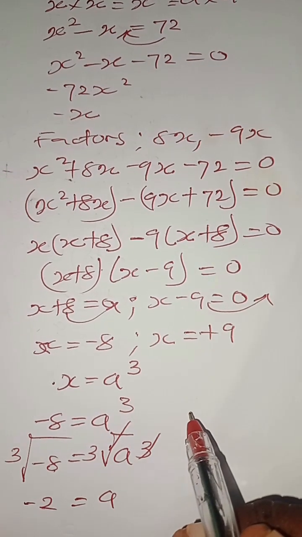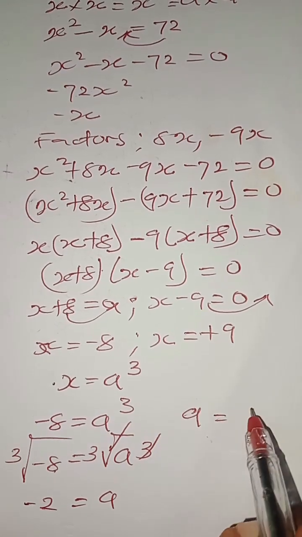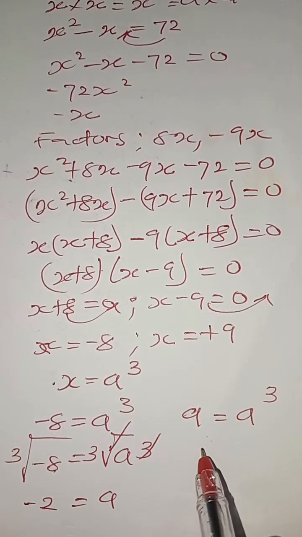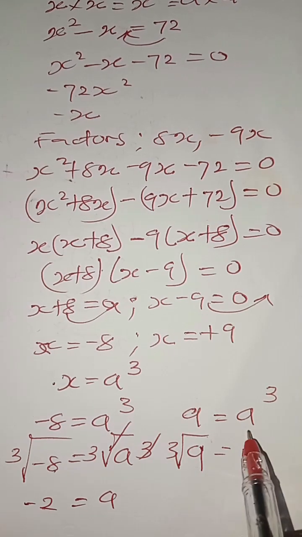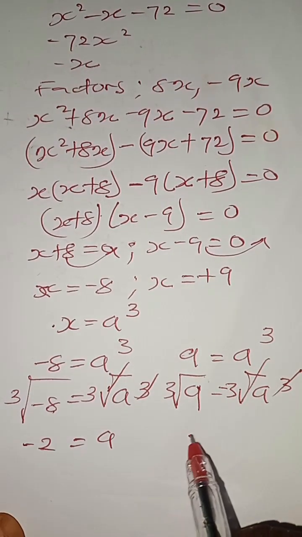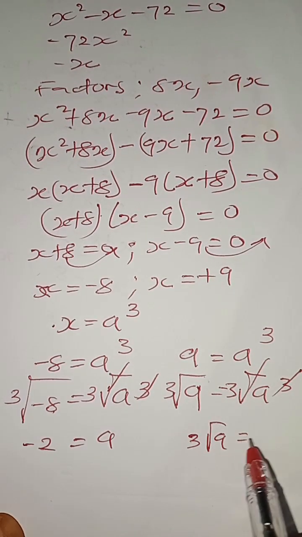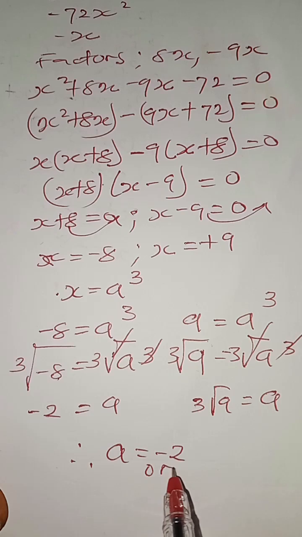Let's get the second value of a. Let's use 9. 9 equals a raised to the power of 3. So multiply both sides by the cube root. This cancels this, and you have this. So therefore, a is equal to minus 2 or the cube root of 9.